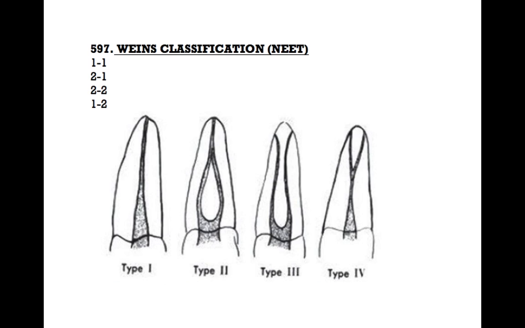Next moves the Weine's classification. 2 or 3 questions were given on the Weine's classification in 2017 NEET. It's very simple. There are 4 types according to Weine's classification. Type 1 is 1-1, it starts as 1, ends as 1. Type 2 is 2-1, starts as 2 and ends as 1. Type 3 is 2-2, starts as 2, ends as 2. Type 4 is 1-2, starts as 1 but ends as 2. I hope you are very clear with this basic canal anatomy which is relevant to endo.